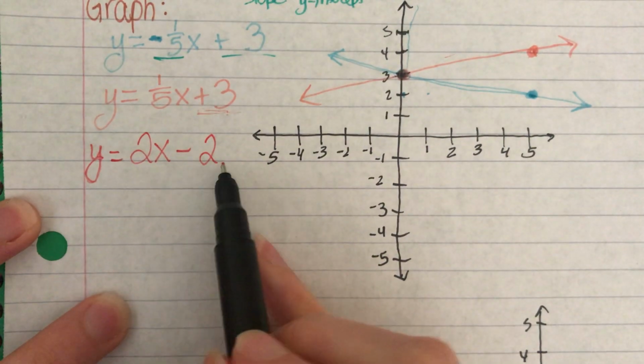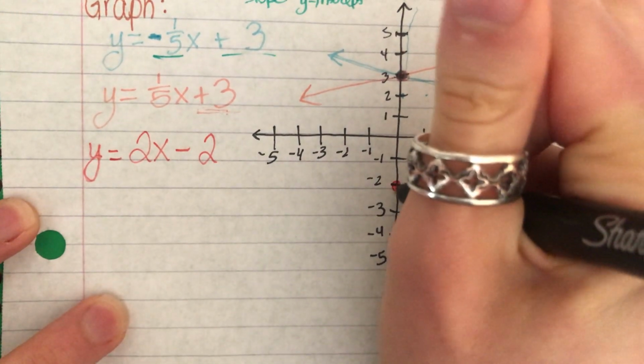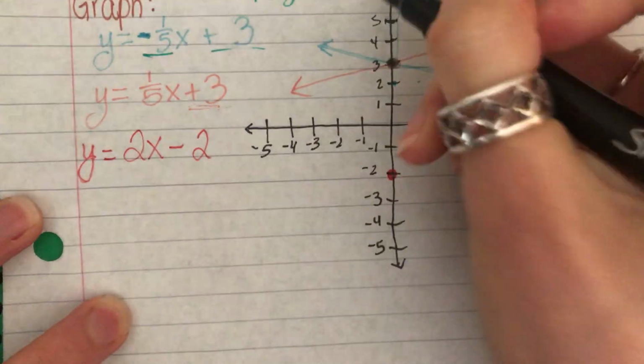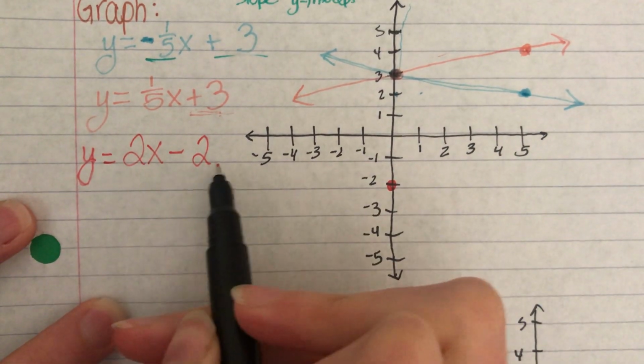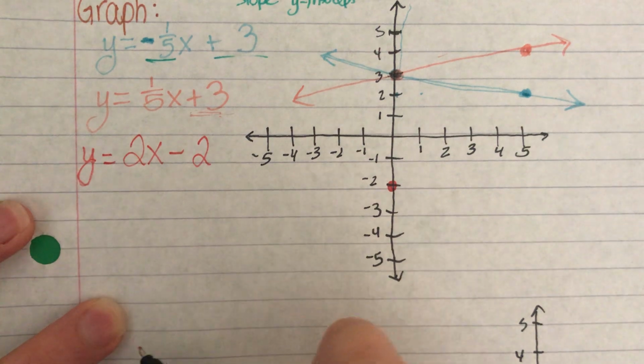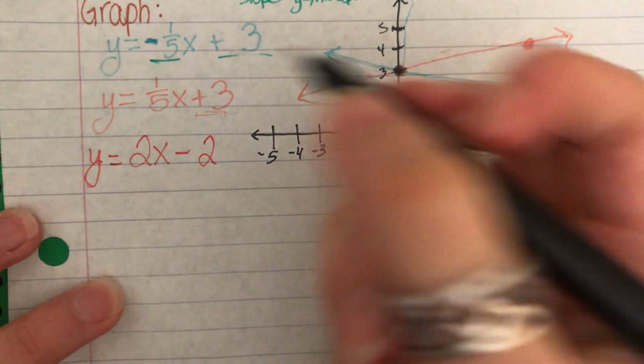Now we have a -2 in the slot where the y-intercept is. So we're going to make our first dot right here at the -2 on the y-axis. Again, our first point always goes on the y-axis. Now we have a 2. This is not a fraction, so it doesn't really give us a rise over run slope situation, but think about this.